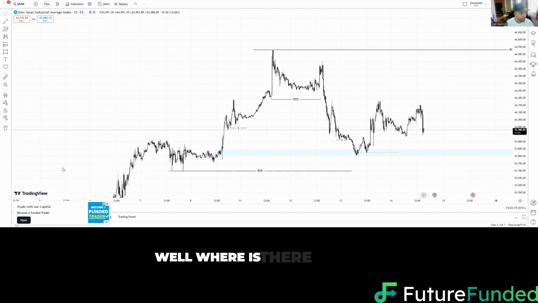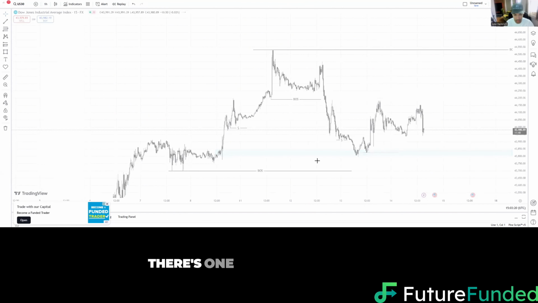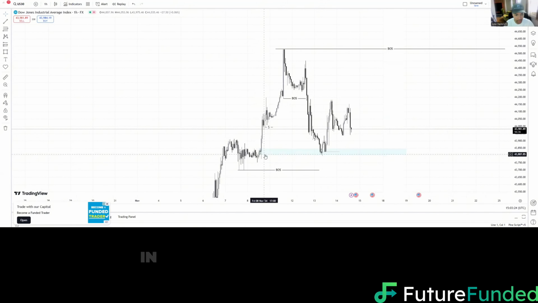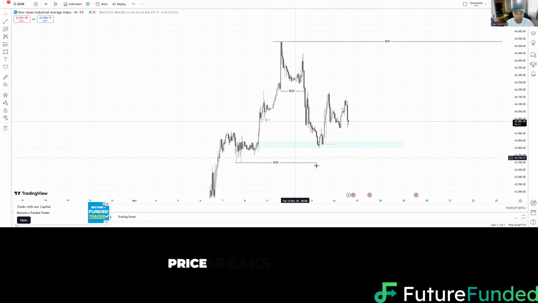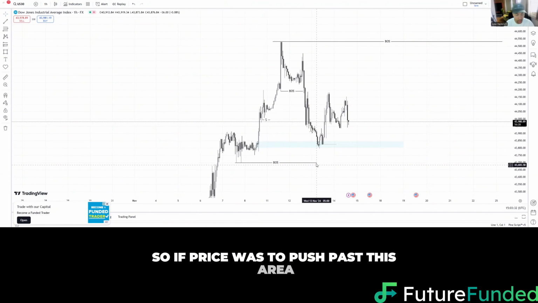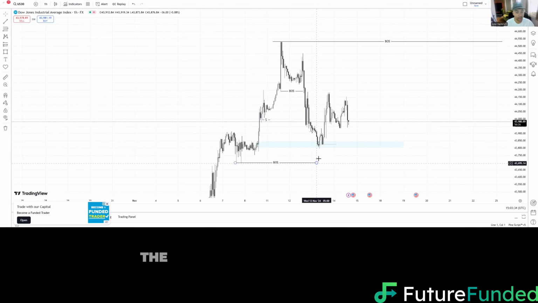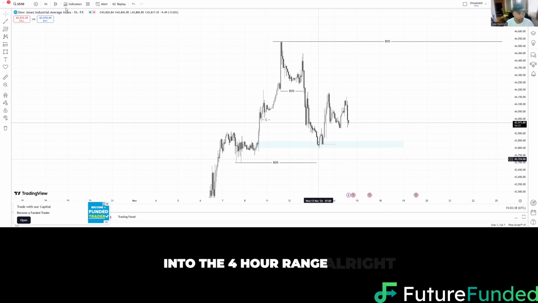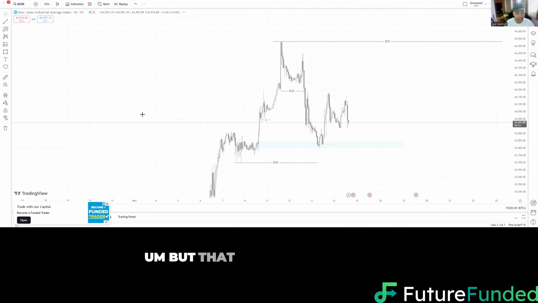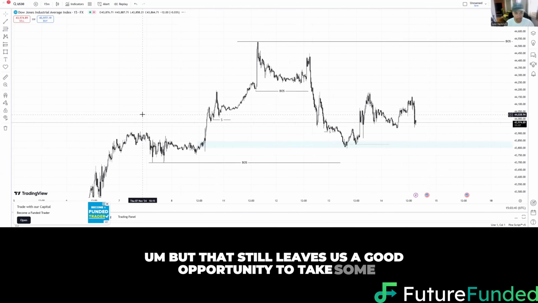Well, where is there a 1-hour point of interest? There's one right down here. In fact, this is kind of the last point of interest that we see before price breaks the 1-hour low. So if price was to push past this area, we've got a pretty good probability that the retracement phase is probably going to continue into the 4-hour range. But that still leaves us a good opportunity to take some setups from it.